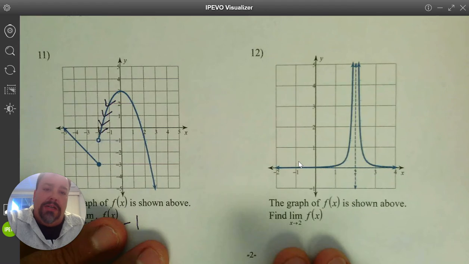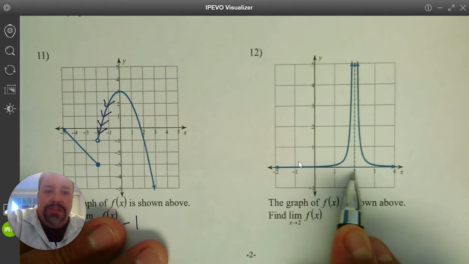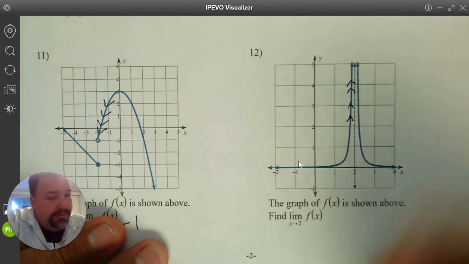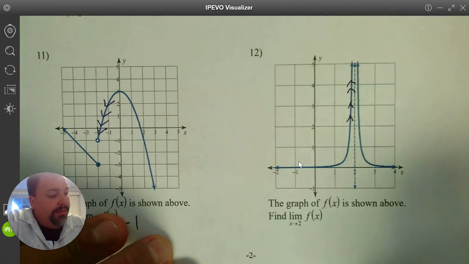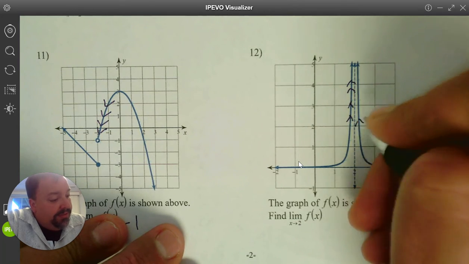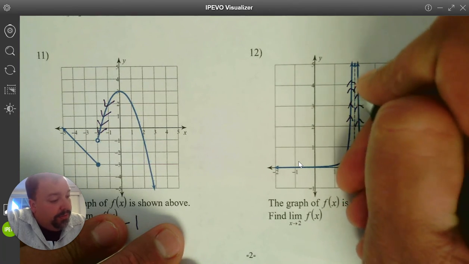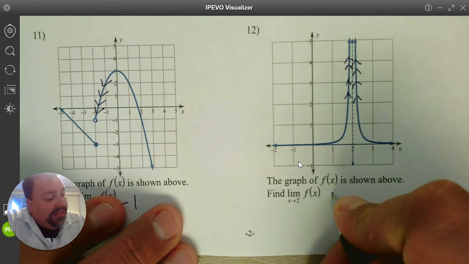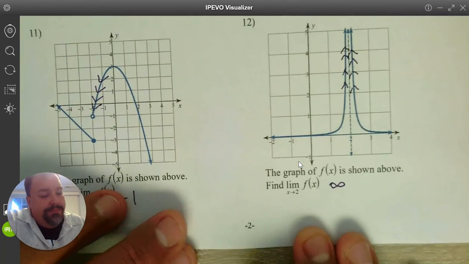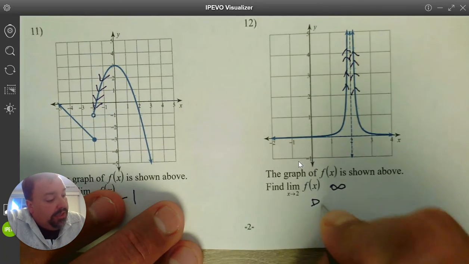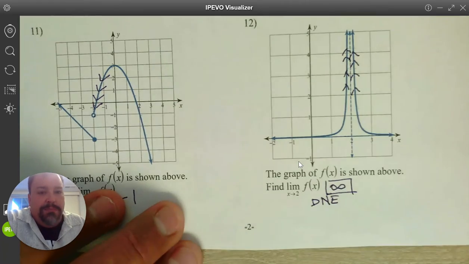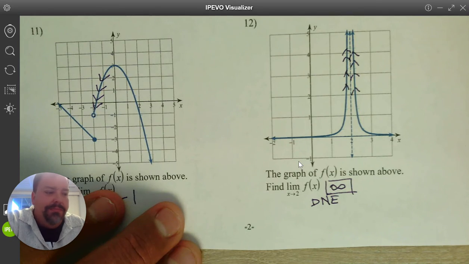And then the last one on this sheet, as we get closer to 2 from the left, you can see what happens to the y values. They just keep going up and up and up. And as we approach from the right, again, we get closer and closer. The y values are just going to keep going up and up and up. So we could write that the limit here is equal to infinity. And I guess you could also say that the limit does not exist, although I think infinity is a better answer because it gives you more information about what the graph is actually doing.